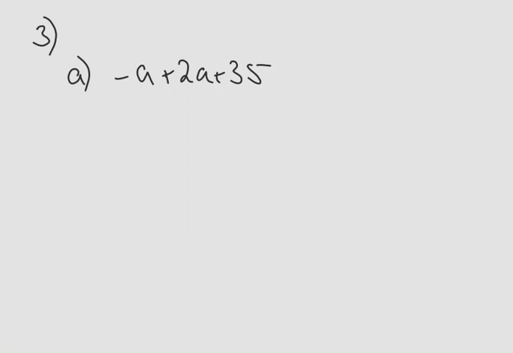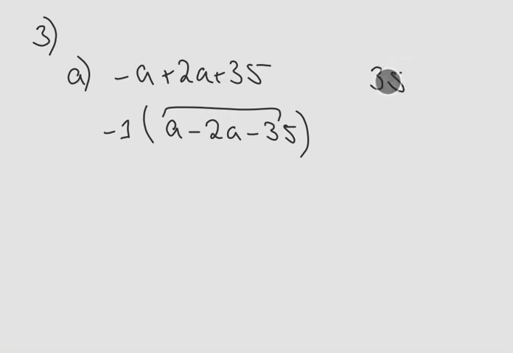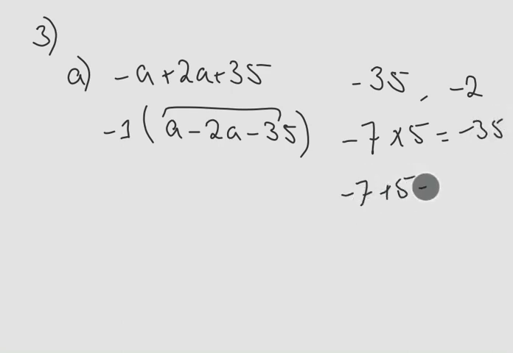Now question number 3, part A, is minus a square plus 2a plus 35. In this question, first we have to take a common factor. In all these we have minus 1 common, so the remaining will be a square minus 2a minus 35. Now the method is the same. 35 multiplied by 1 is 35, so minus 35 and 1 is minus 35, and the middle term is minus 2. So find two numbers whose multiplication gives us minus 35 and whose addition or subtraction gives us minus 2. So the numbers are minus 7 multiplied by 5. This is equal to minus 35, and minus 7 plus 5 equals minus 2.